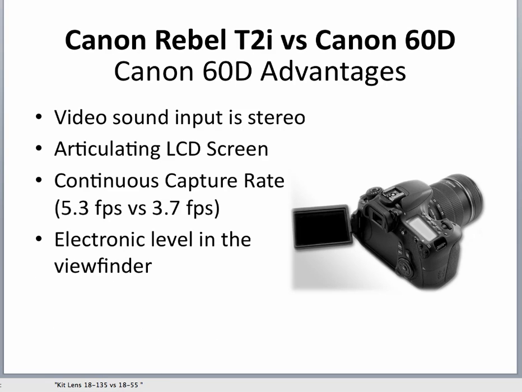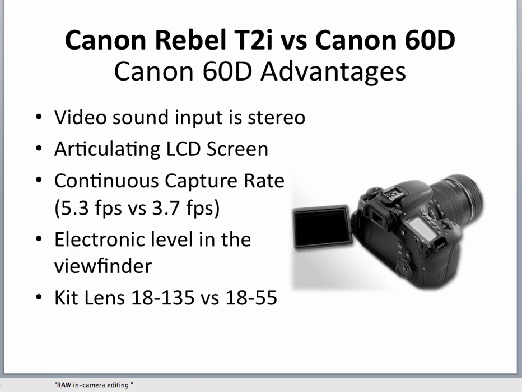And then there's something called an electronic level in the viewfinder. And this basically is when you look through the viewfinder, there's a level in there that shows you where the horizon should be in your picture. If you have trouble like me getting the horizon straight, that would be very helpful.